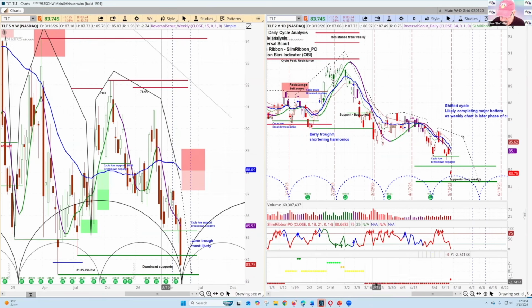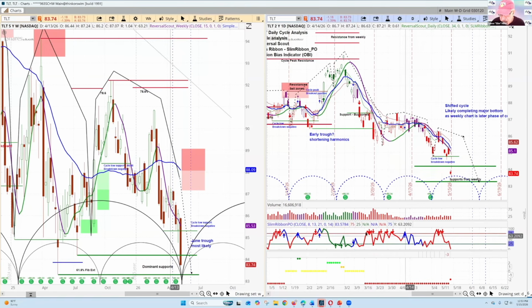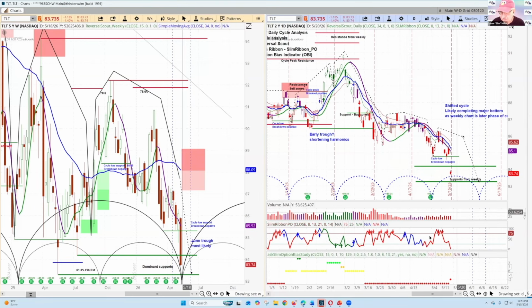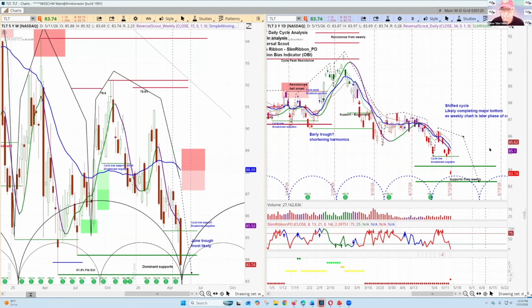Look in the bottom over here, we have the slim ribbon PO. That says to you, the option bias indicator. That says to you down over here, keep your positions biased to the short side. It's never lied. You could see that. See all of these signals here? It says to you, look for downside resumptions. All of that really working. Again, these are proprietary indicators for our level 4 members. That's a look at TLT.